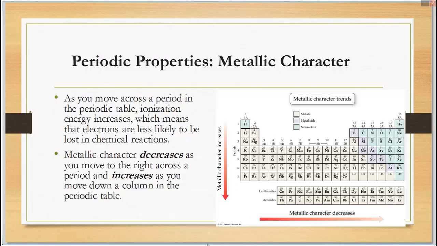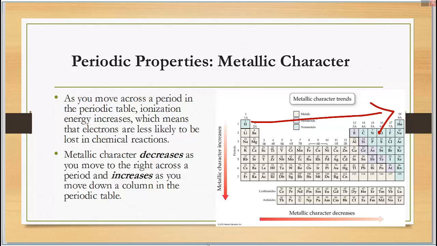As you move across a period in the periodic table, ionization energy increases, which means the electrons are less likely to be lost in a chemical reaction. So let's think about that for a minute. As you move across a period from left to right, the ionization energy increases, meaning it's going to take more and more energy to lose an electron, which means it's less likely to lose an electron in a chemical reaction.